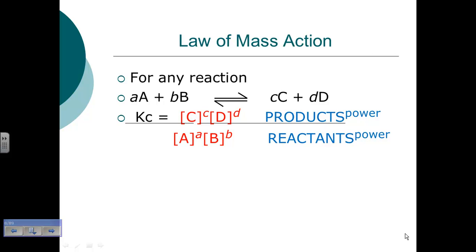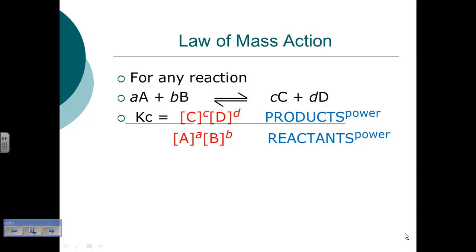The products, C times D, raised to the power of their coefficients, set over the reactants, A and B, raised to the power of their coefficients. Products over reactants, where the coefficients become the order with which they're raised. And I'll stress once more that's fair to do because these are elementary equations.